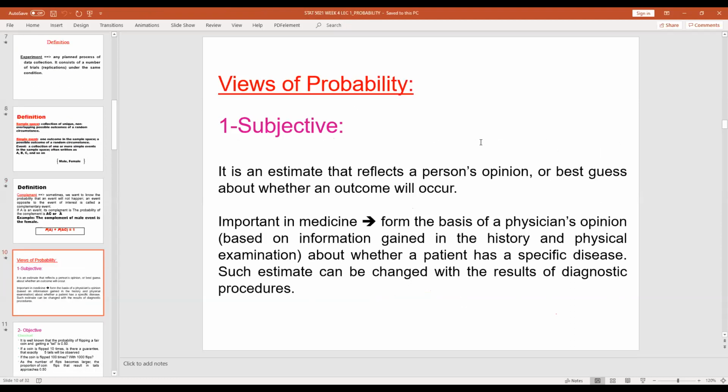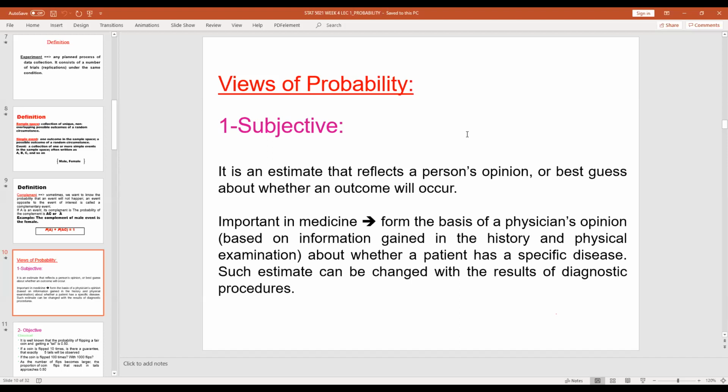Now, the next thing that I want to walk you through right now: what are the views in probability? We have different schools of thought in probability. The very first thing I want to talk about is what we call the subjective approach. What do we mean by subjective approach? It is an estimate that reflects a person's opinion or best guess about whether an outcome will occur.